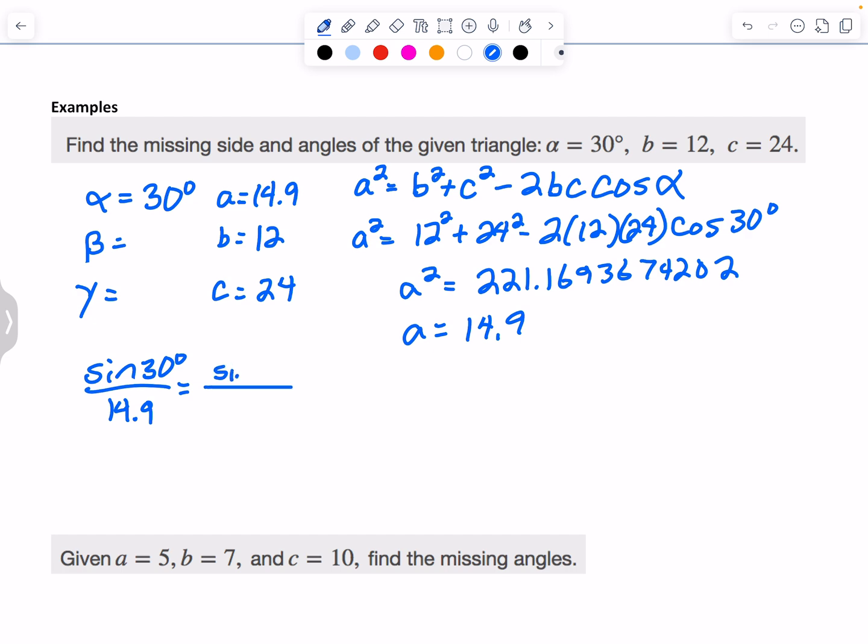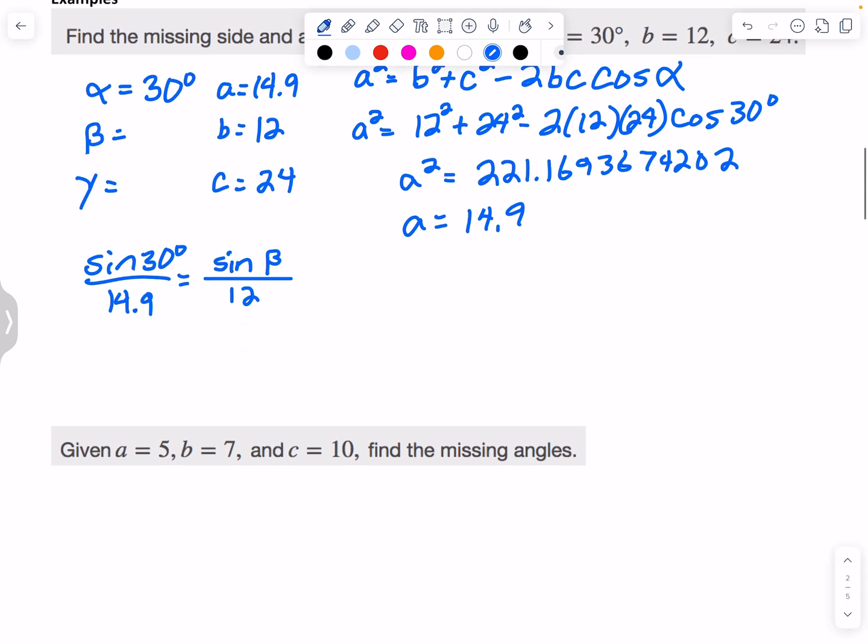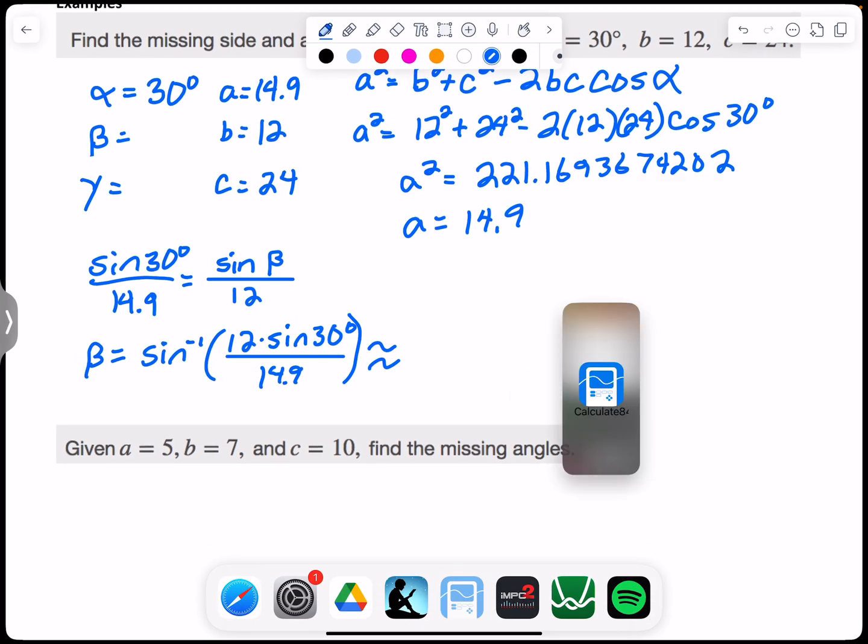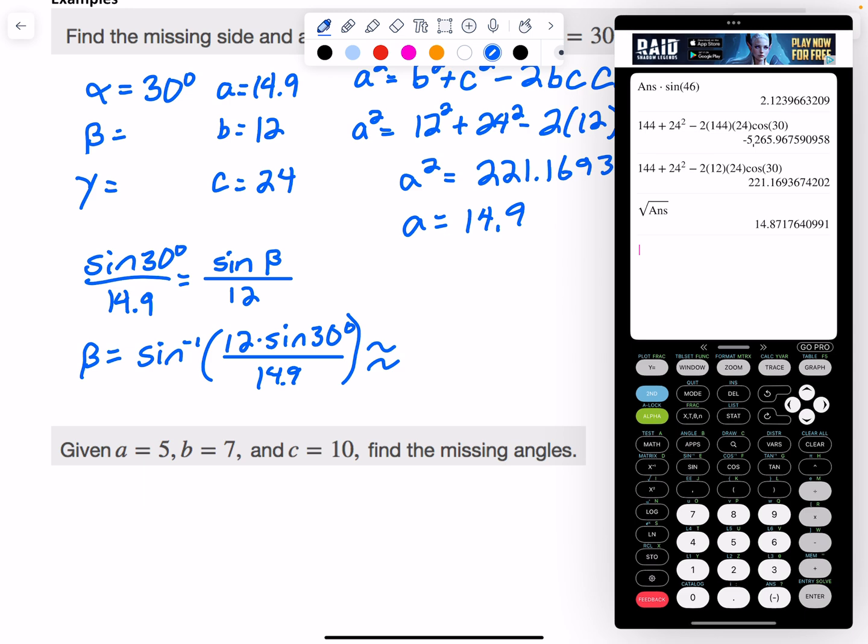So that's why we can use it now, because I have alpha and little a. I have a corresponding angle and side. Let's go after beta. So sine of beta over 12. All right, if I cross multiply and take the inverse sine, I get beta is inverse sine of 12 times sine of 30 degrees. All I did was solve and then take the inverse sine. And then over 14.9. That's going to be approximately something we plug in. All right, so we get 12, inverse sine first.